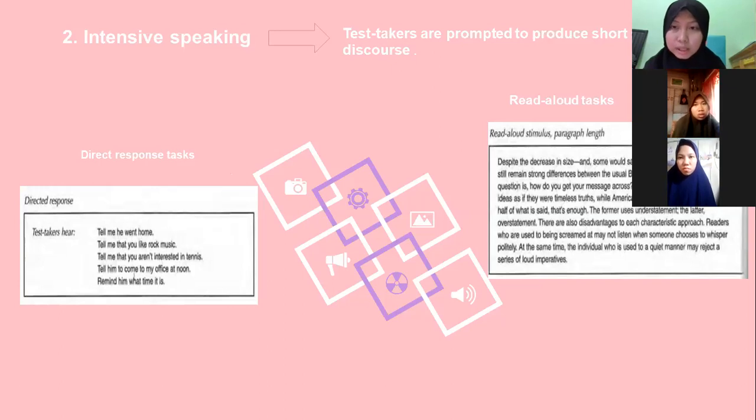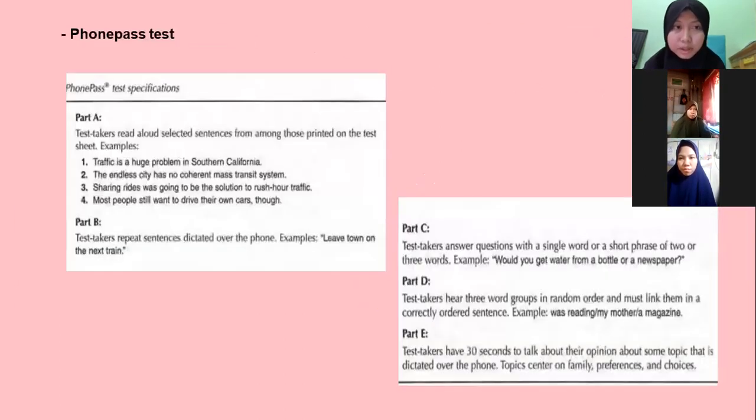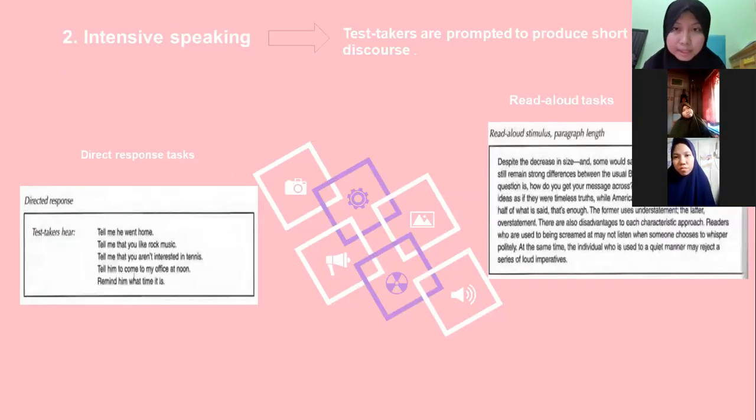And then the read aloud test. The intensive reading aloud test includes reading beyond the sentence level, up to a paragraph or two. The scoring scale includes pronunciation and fluency. Read aloud in PONPES is like a sentence, but in this intensive speaking, the read aloud test is a paragraph.